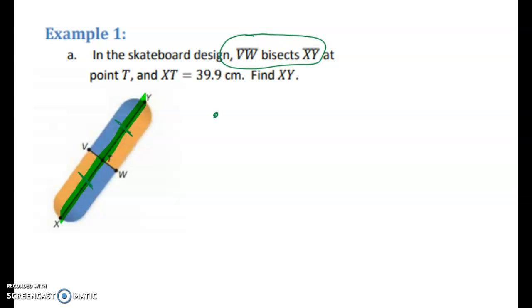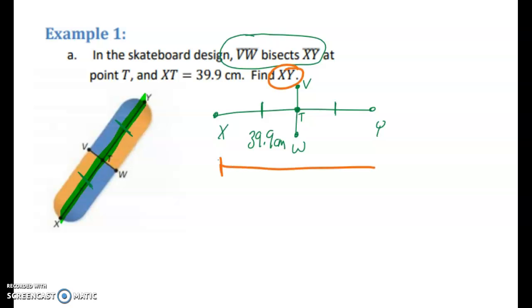So if you want to think about it, I'm just going to go ahead and draw it out here. So we have X, Y, and then VW. So we don't know that VW is being cut in half, but we do know X and Y are being cut at point T into two equal parts. So it says XT, this portion, is 39.9 centimeters. And it wants us to find XY. So when it says find XY, that's this portion right here.